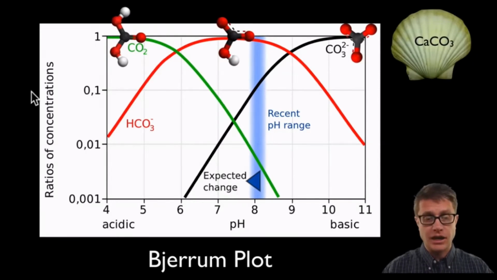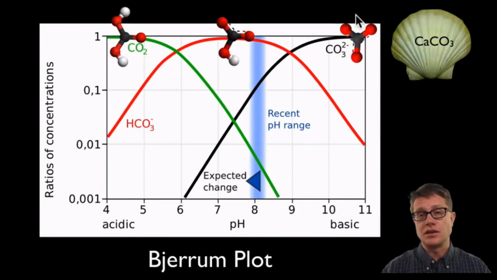And so if we look at it at acidic levels, carbonic acid is going to dominate. At neutral levels, bicarbonate is going to dominate. And then at basic levels, those that we would find in the ocean, carbonate is going to dominate.